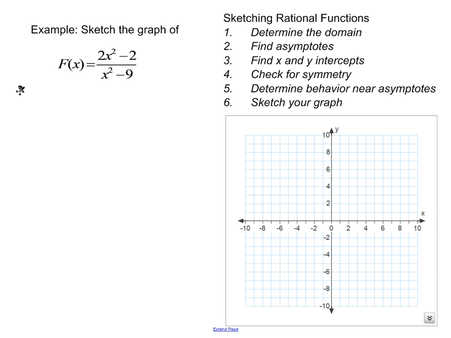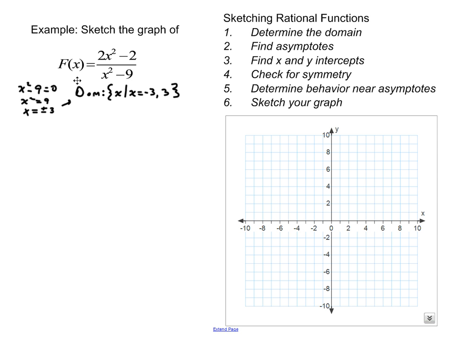And we know that x squared minus 9 is going to equal 0. Let's see, x squared is equal to 9 at x equals plus or minus 3. So we're going to state that our domain will be the set of all real numbers except at x equals negative 3 and x equals positive 3.